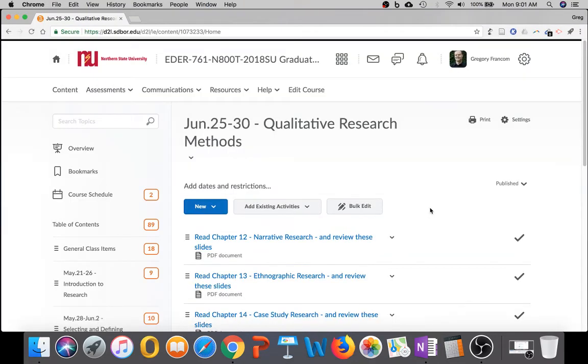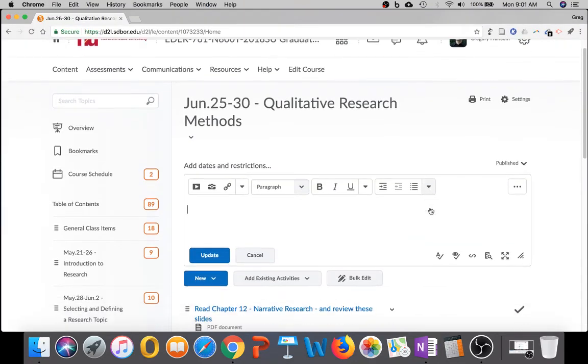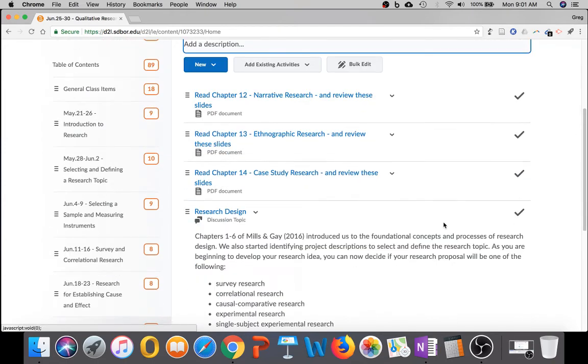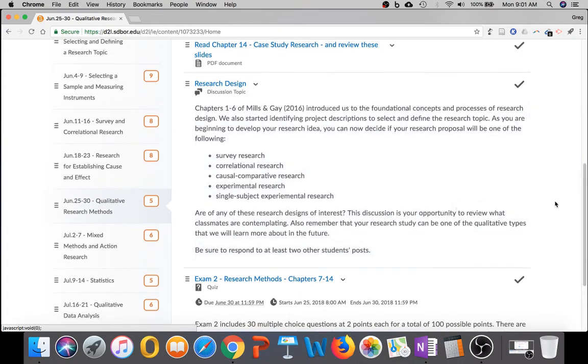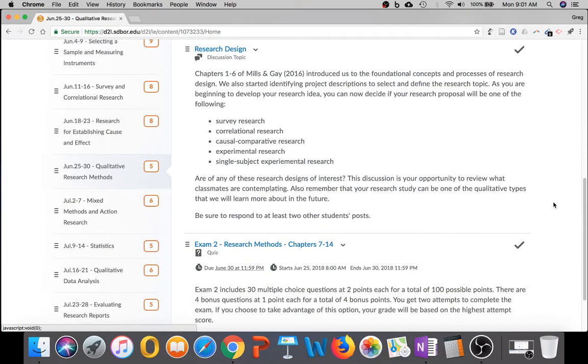So let's take a look at the rest of the activities for this week. We have the chapters that I mentioned. You're going to talk about research design on quantitative research just simply because we have already read those. Do any of those seem to resonate with you? Would you like to do one such as survey research, correlational research? And whichever one you do want to do for your research proposal, and again, remember, you don't actually have to complete the study, but you do have to propose a good study.